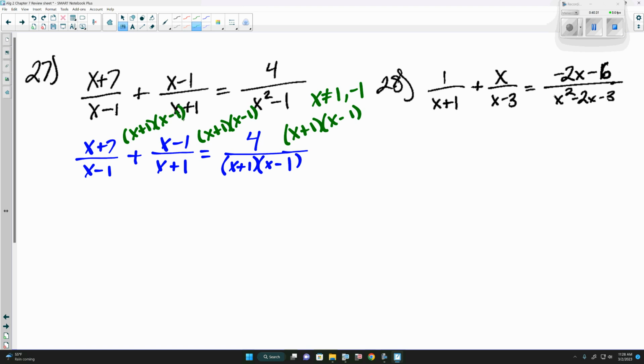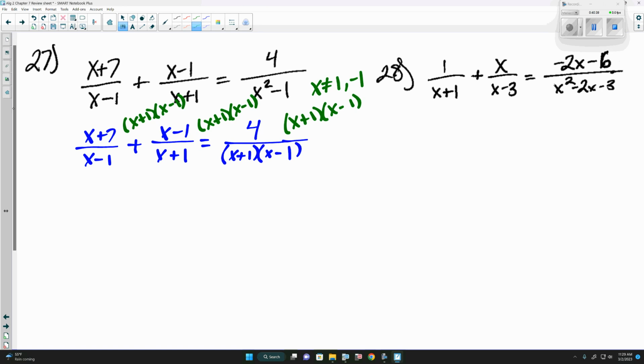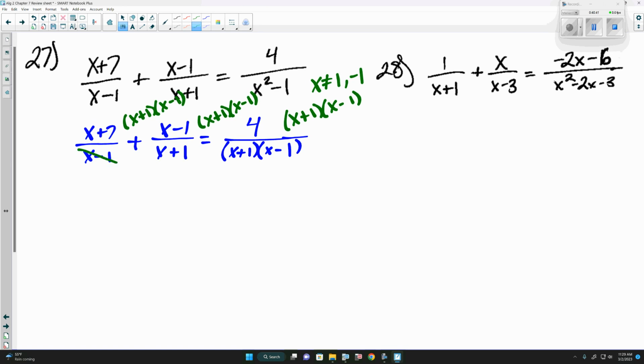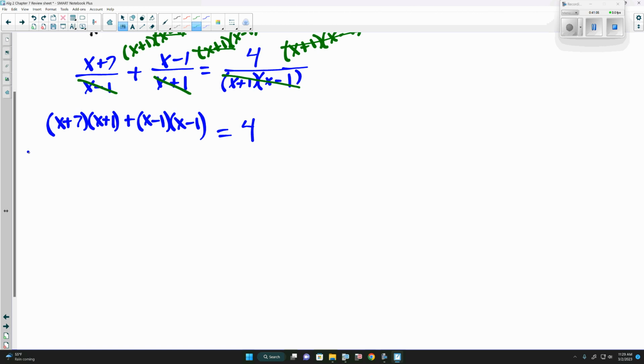So it's the exact same as what we did on the last solving one. It's just at the end, one of the solutions is not going to work. So we multiply through, x minus 1 and x minus 1 will cancel. In the middle, x plus 1 and x plus 1 will cancel. In the last one, both of them. So on the one side, we just have 4. The first one here, we have x plus 7 times x plus 1. In the middle, we have x minus 1 times x minus 1 is equal to 4.